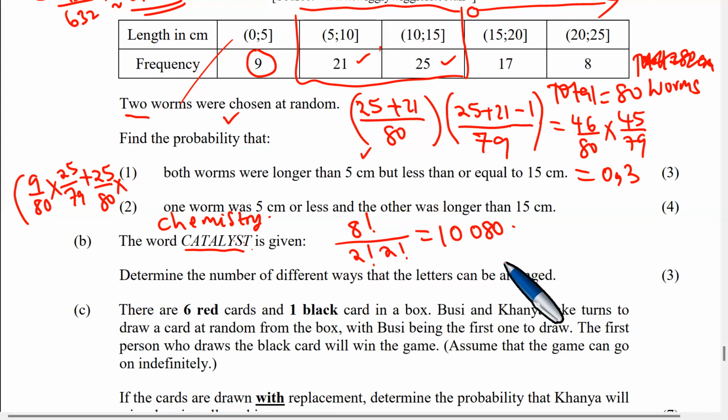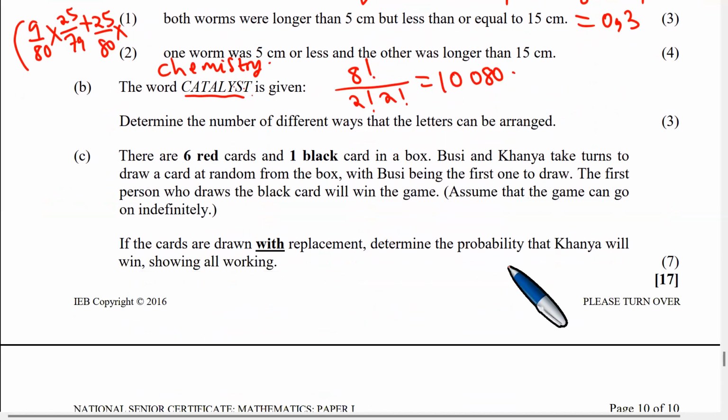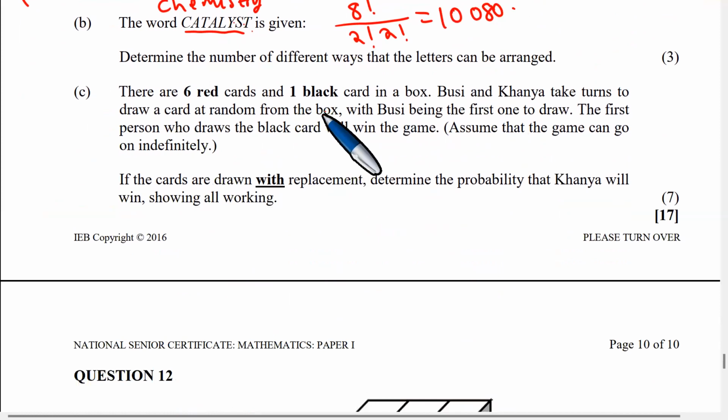Okay, let's look at now Kanya. Kanya is a learner at the school. There are 6 red cards and 1 black card in a box. So we're doing probability now, but there is a box. In the box, there are 6 red cards and there is 1 black card. Busi and Kanya take turns to draw a card at random from the box, with Busi being the first one to draw. The first person who draws the black card will win the game. Assume that the game can go on indefinitely.